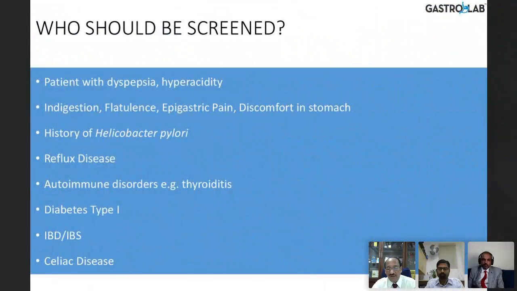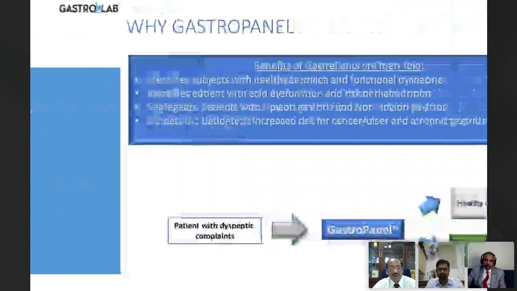So who should be screened with the GastroPanel? Patients with dyspepsia and hyperacidity, indigestion, flatulence, gastric pain, and discomfort, history of H. pylori in the past, reflux disease, autoimmune disorders like thyroiditis, diabetes type 1, and IBD, IBS, and celiac disease a little lower down on the list. But nevertheless, some of them may have an association.